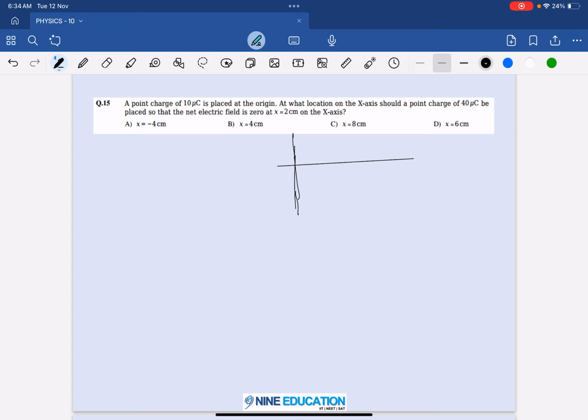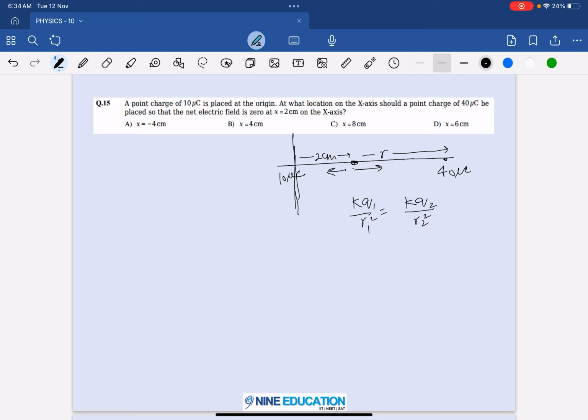Okay. So 10 microcoulomb is placed at the origin. So this is our 10 microcoulomb, and there is another charge which is 40 microcoulomb here. And this is some point, let's say this is 2 centimeter and this is some r centimeter. We know that electric field is 0 here, because this one is away from it and this one is away from it. So it is going to become kq by r square equals kq by r1 square, kq1 by r1 square equals kq2 by r2 square.